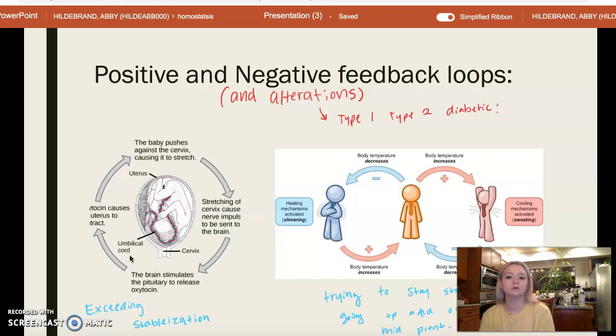A negative feedback loop is like an increase and decrease in temperature control. You're always trying to maintain a steady temperature, but your temperature is always going to go up and down and try to stay in that area of stabilization. There can also be alterations, and that can be an issue in a feedback loop, which we'll talk about later: type 1 and type 2 diabetes.